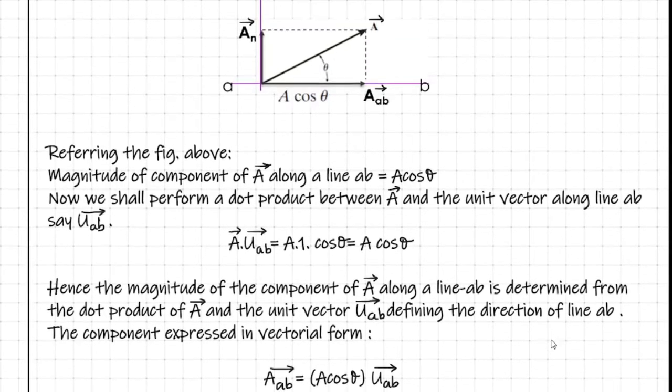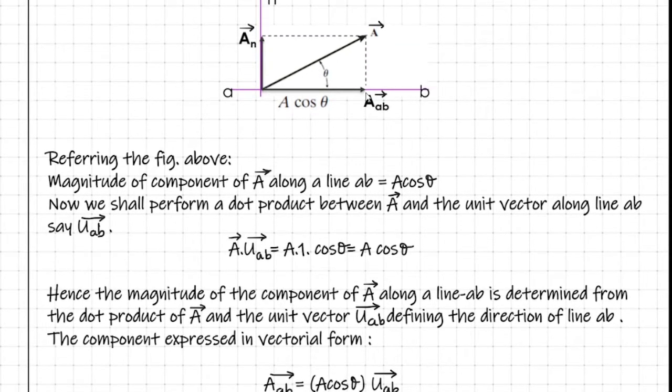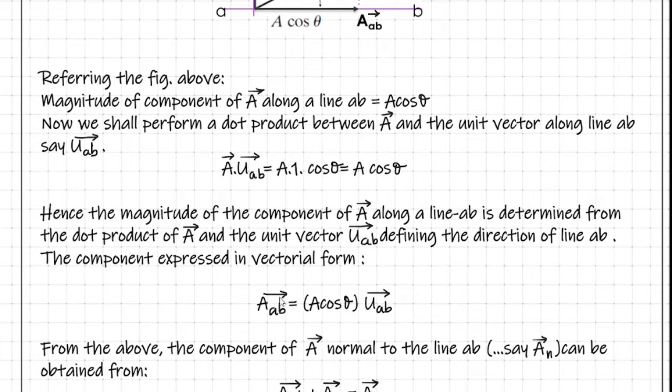Now, obviously, knowing the magnitude of vector A_AB, which is nothing but the component of vector A along the line AB, we can write down vector A_AB, that is, the vectorial component of vector A along the line AB, as the magnitude of vector A_AB, which is obviously A cos theta, times the unit vector U_AB along the line AB, because we know that any vector can be written as its magnitude multiplied by the corresponding or associated unit vector.